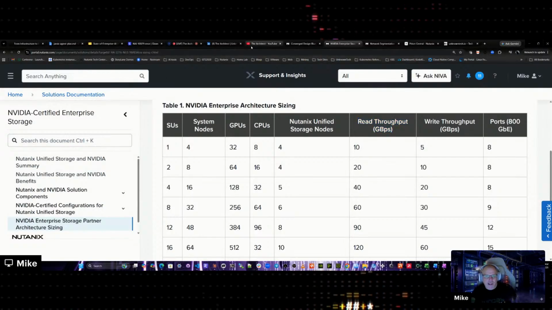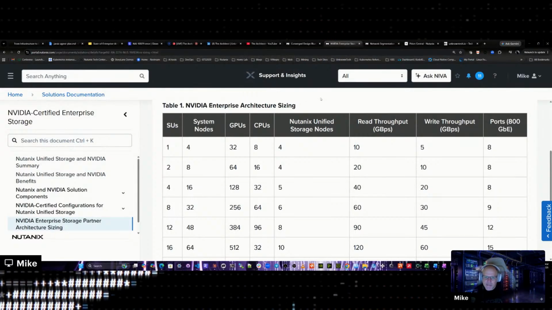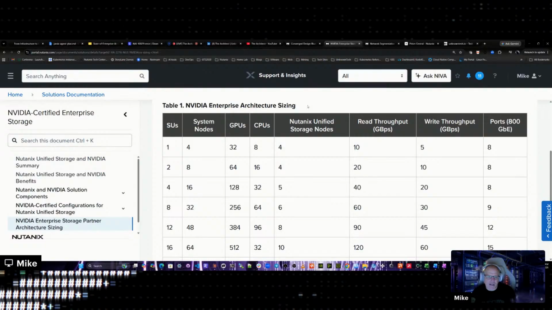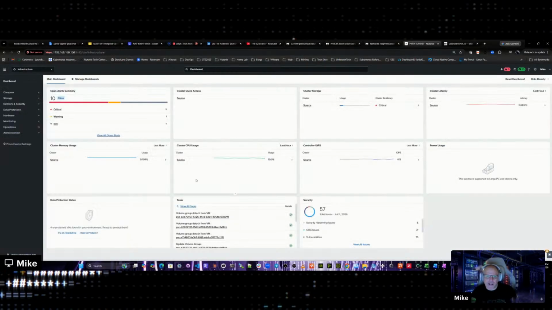Okay, so I think that's it for this week. I hope this was educational and you understand where Nutanix fits on the storage side for AI. I know this is not really a primer around what it looks like, but I can get into that.